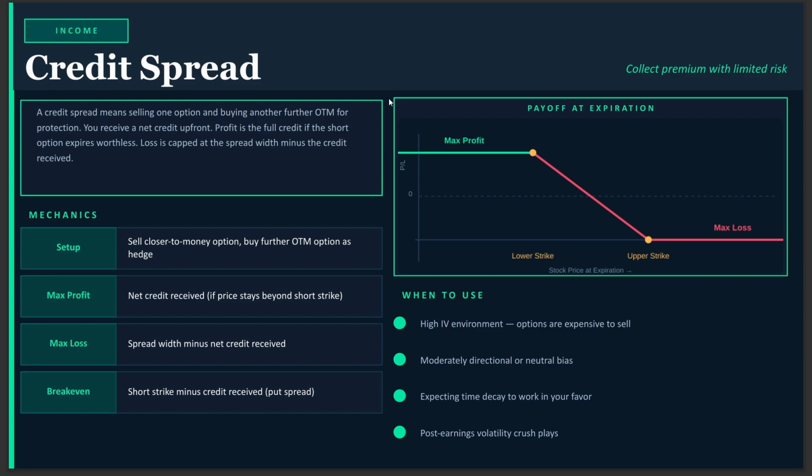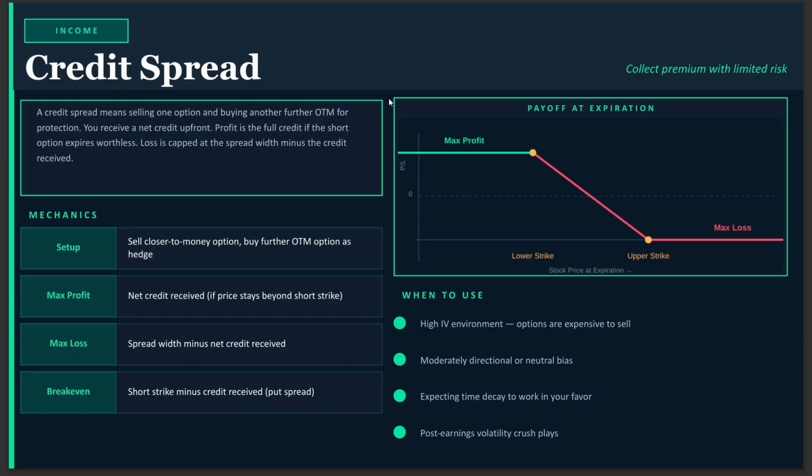So when you go to open a credit spread, you're taking in an initial premium. What you're doing is selling one option and then buying an option further out of the money. You receive a net credit up front, and the profit is the full credit that you get when you go to open the credit spread. The loss is capped at the spread's width minus the credit received, right?